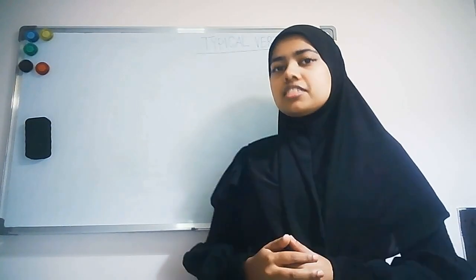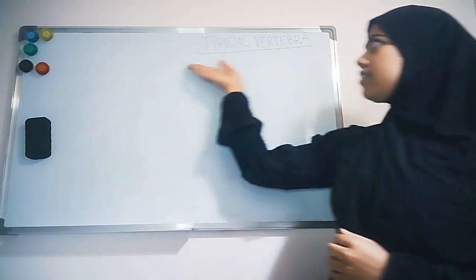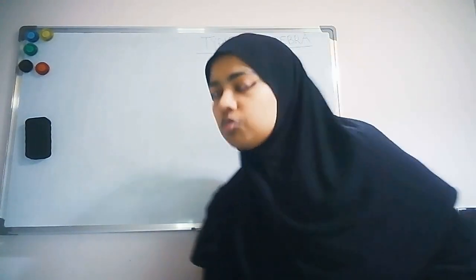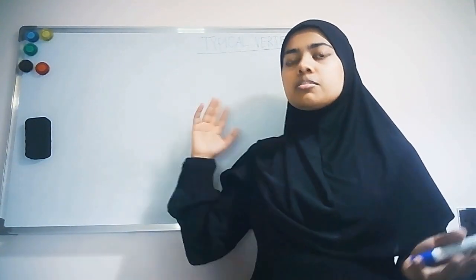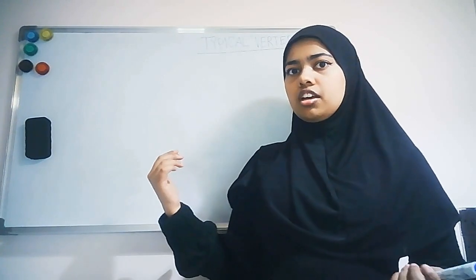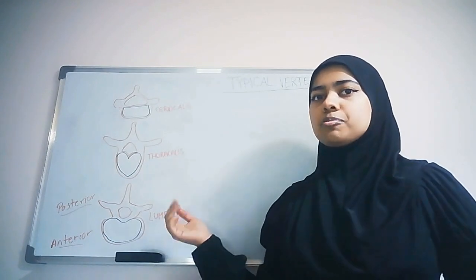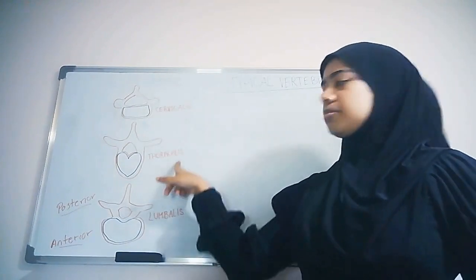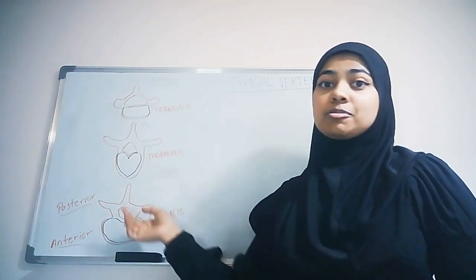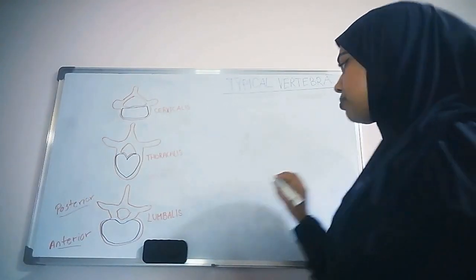I'm Maham, a senior medical student and instructor, and today we will be tackling the typical vertebrae. What I'm going to give you today will be a simplified overview of what a typical vertebra consists of. Let's start. Here you can see I have drawn the vertebrae for you. Here we have a typical cervical vertebrae, a typical thoracic vertebrae, and a typical lumbar vertebrae. So let's start with looking at the vertebrae.